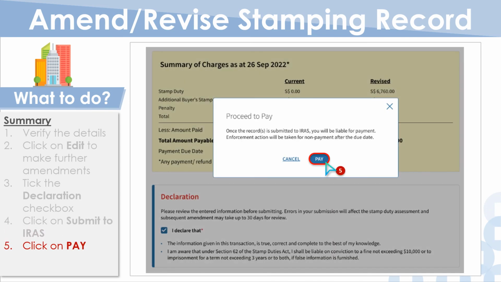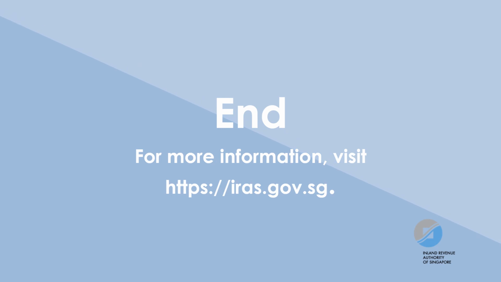A pop-up message will prompt you to proceed to make payment. Click Pay and proceed to make payment. Once payment has been successfully made, you can download the amended stamp certificate.